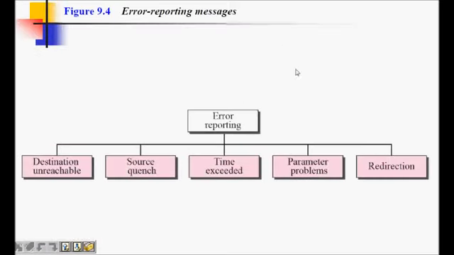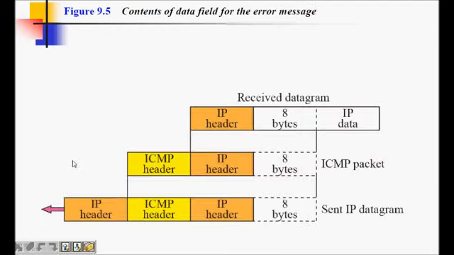So what are the different errors that can occur? We said destination unreachable, source quench, time exceeded, parameter problems, and redirection. These are some of the broad categories that you can easily identify using the type of the error message. This is telling us about the contents and data fields of the error message.